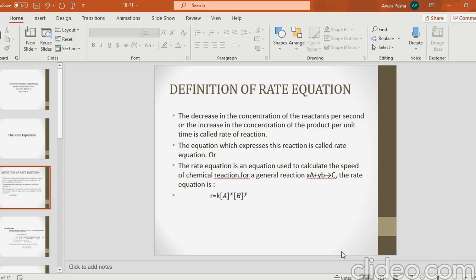For any general reaction, let's suppose we have two reactants A and B. When these two reactants react together, a new product C is formed. Then, according to the law of mass action, the rate of reaction is directly proportional to the active masses of the reactants. Whenever we remove the sign of proportionality, we put a constant K, called the rate constant.